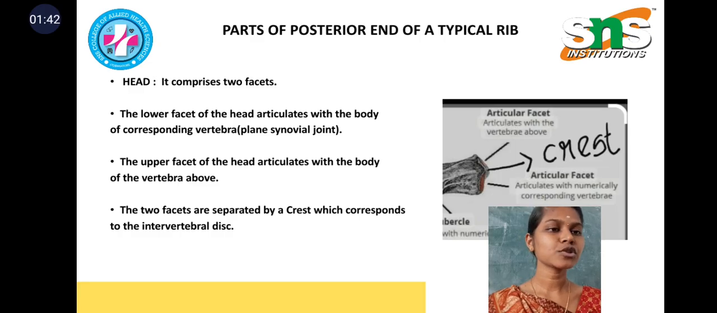The head comprises 2 facets. The upper facet articulates with the superior costal facet of the thoracic vertebra, and the lower facet of the head articulates with the inferior costal facet of another vertebra.